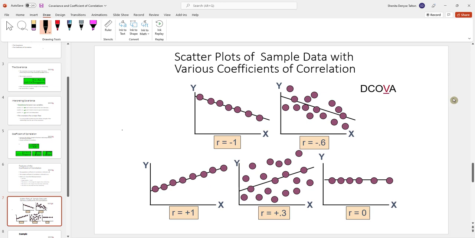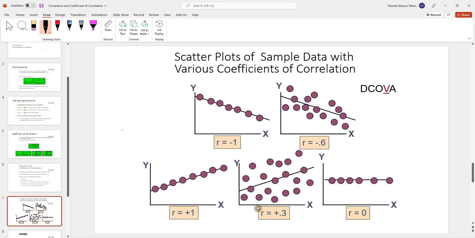Then you can have any value of R between -1 and 1. When R is -.6, as you can see, you have scatter. The scatter is sloping down, but it's still scattered nonetheless. And that's why you would have a negative R. If you look at this next one, R is equal to .3, it looks like the graph is sloping upwards.